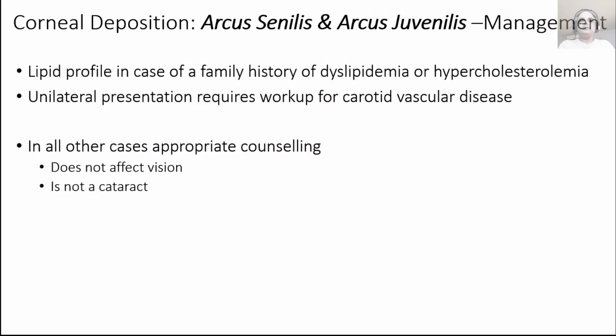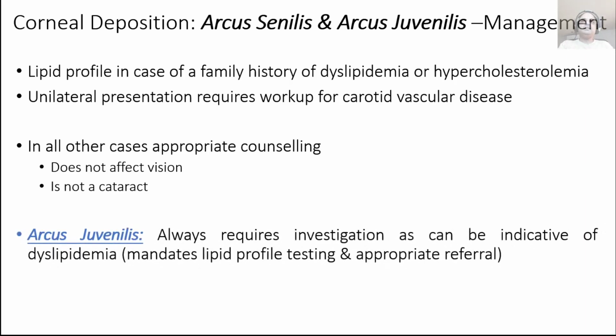For arcus senilis, really it's something where you just tell the patient it's not a cataract. Just to be sure, get their lipid profile done if there is a family history of dyslipidemia or hypercholesterolemia. If it's a unilateral disease, then you really have to do a workup for carotid vascular disease, because maybe on one side there is something going on in the carotid vasculature that is causing this, because remember, this is a bilateral condition. This is exclusively bilateral. If you have arcus juvenilis, it will always require workup because it is indicative of dyslipidemia.